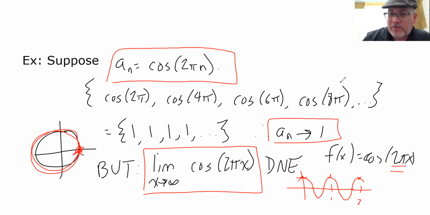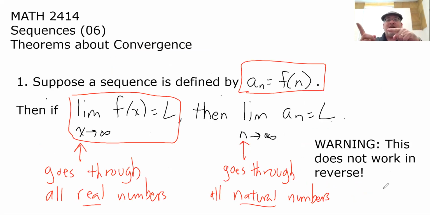So you've got to be careful that when you see a theorem like this, it says, if this thing happens, then something else follows. You can't always say it in reverse. In other words, we can't say that if the sequence converges, then the function that generates it has a limit that goes to the same place from a continuous perspective.